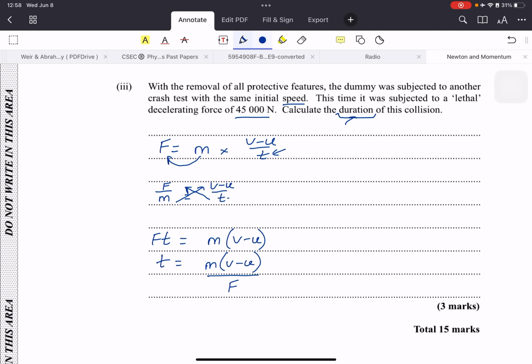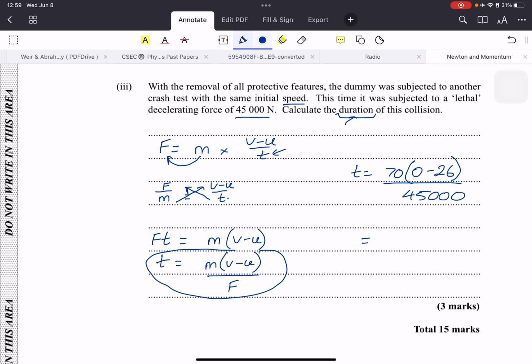So there's no need to learn off this formula. All you need to remember is the first formula, and you could make anything the subject of the formula and get what you want. Right, so now that we have this formula, we could just put all the information in there and calculate t. So m is 70. The final velocity is still 0. The initial velocity is 26. And F is 45,000.